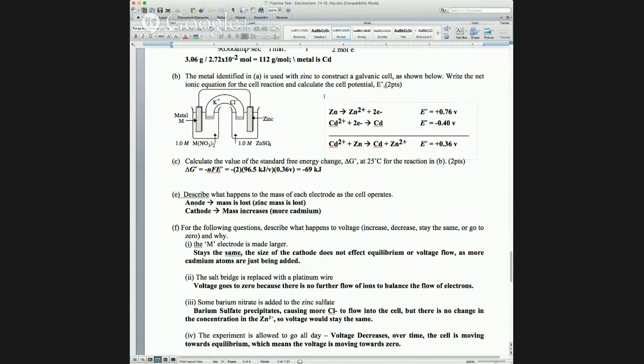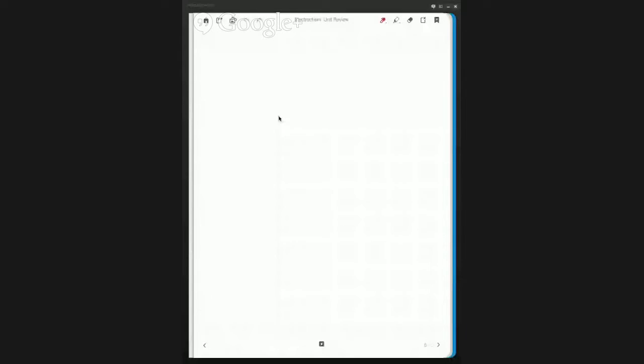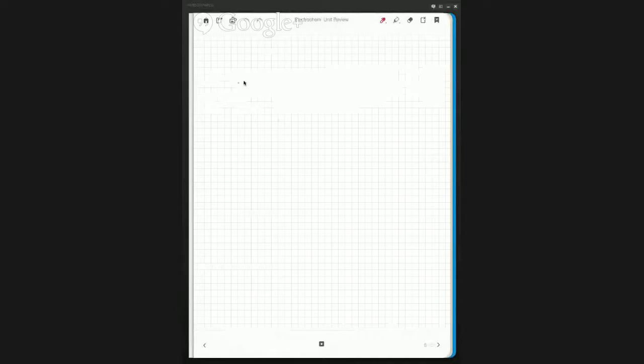Okay, so let's go ahead and take a look at this on the bamboo tablet. All right. So right now we're on 2B. Oops, I don't like doing that. All right. Response 2B. And so what this question is asking for again is the net ionic equation. All right.